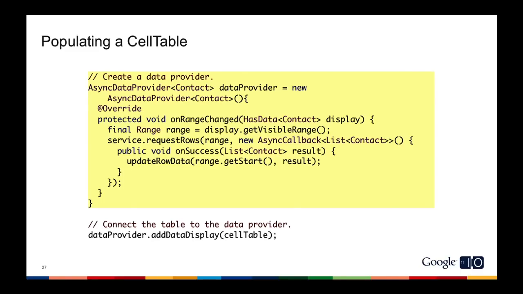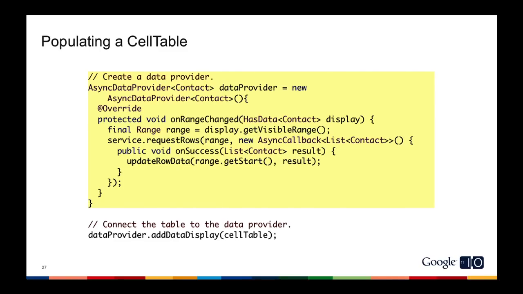Now, the data provider is not a required class. It's a convenience class. What it's really doing is, the cell table can fire range change events, and so it's listening for the range change events, getting the data for the new range, and providing it. But you'll find that these data providers are a little bit easier to use for some of that setup logic.